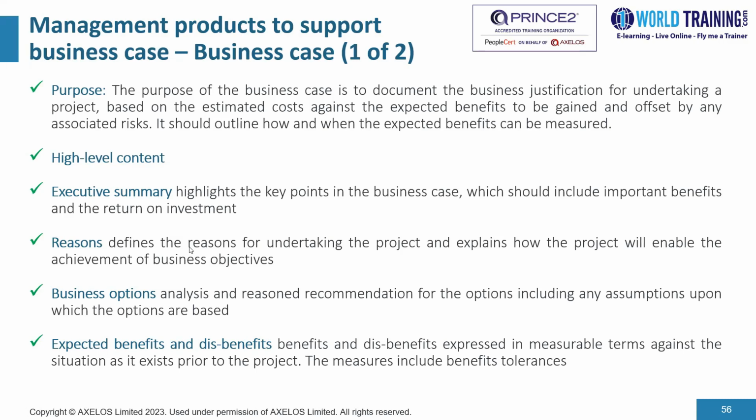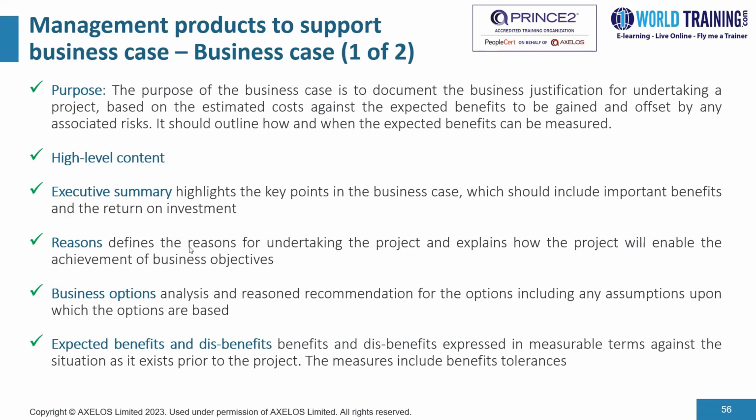There could be multiple options. The business options will provide an analysis and reasoned recommendation for the options, including any assumptions upon which the options are based. And it would include expected benefits and disbenefits expressed in measurable terms against the situation as it exists prior to the project. And we might want to include relevant benefits tolerances against these benefits.